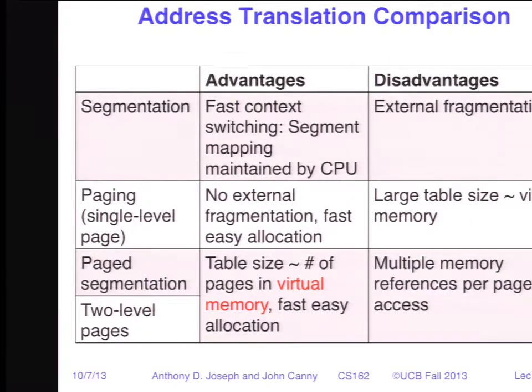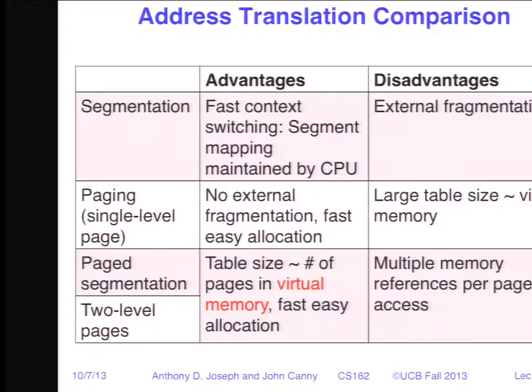So in summary, segments are good because we can do very fast context switching. The disadvantage is we have external fragmentation. Paging with a single level doesn't have external fragmentation and has very fast and easy allocation. But the downside is the table size is going to be proportional to the virtual memory size. So this doesn't work for large address spaces like 64-bit address spaces.